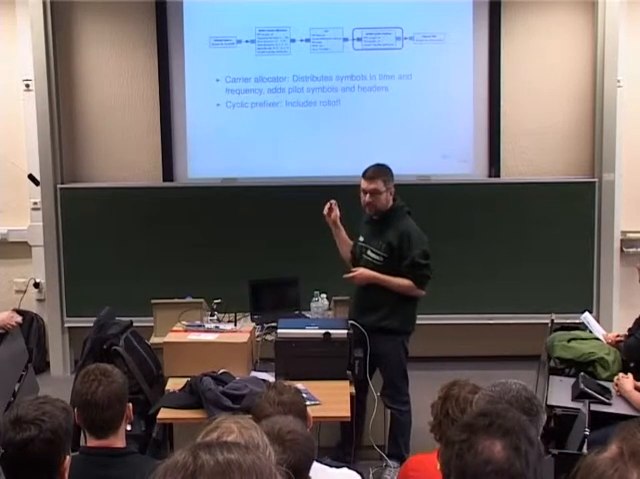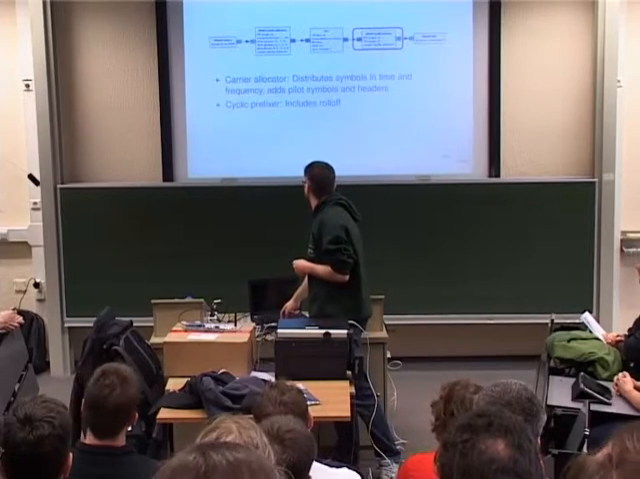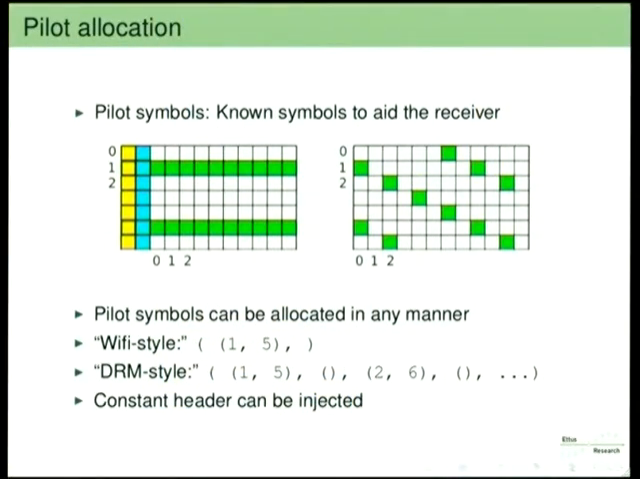Cyclic prefixer, it just adds the guard interval I was talking about earlier. And also roll-off, I'm going to talk about that later. Now, this is kind of the problem that we had earlier with older versions of the OFDM code.